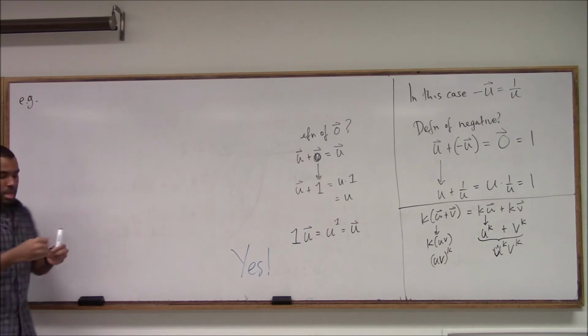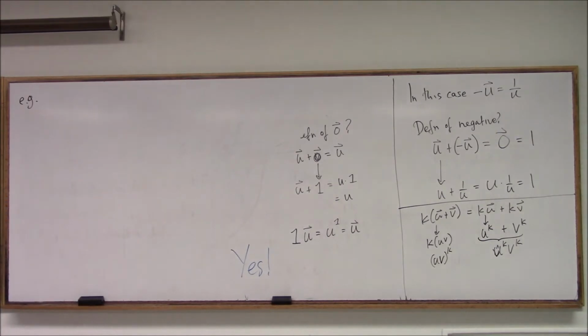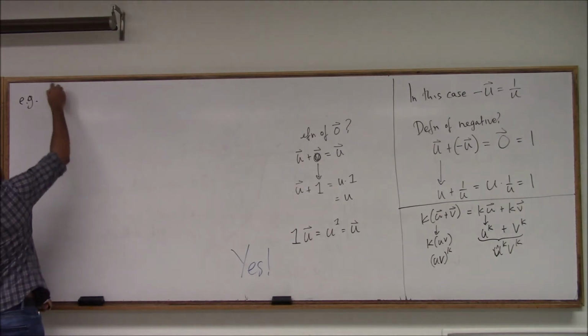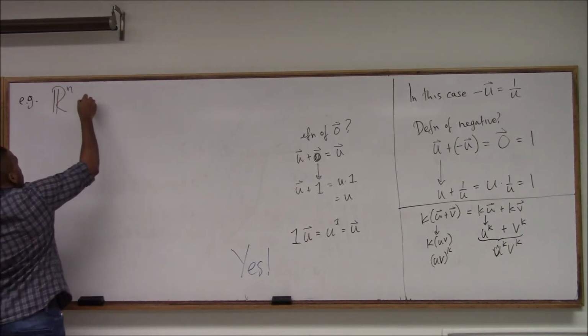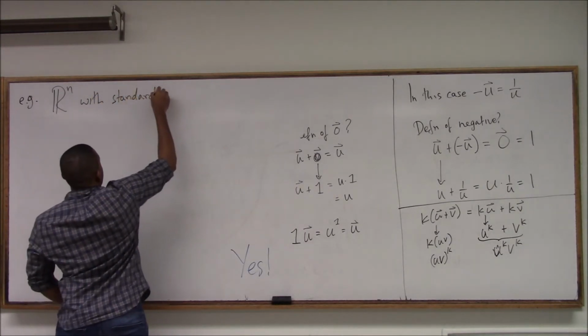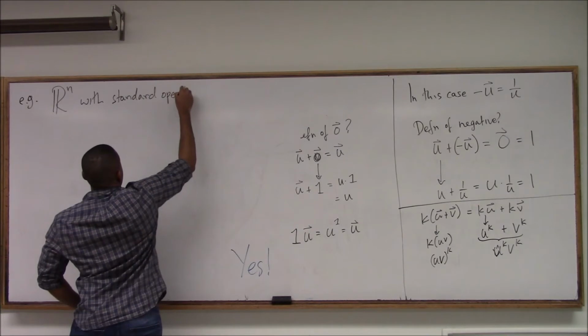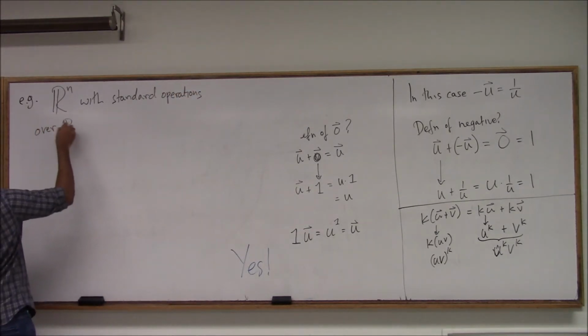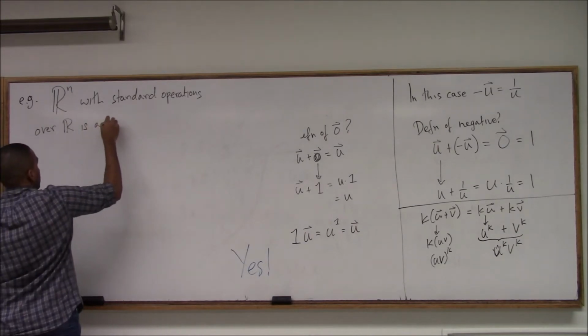I gave you the example of a color map, which was not a vector space. Let's see. Here are some ones that you should kind of know. So basically Rn with standard operations over R is a vector space.